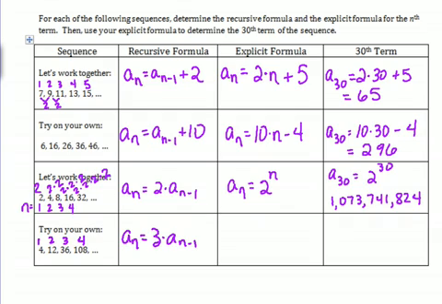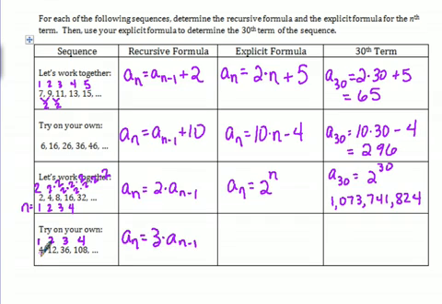Now this example is a little bit more difficult than the previous one, so I've stopped here at this point. Our recursive formula, if you look at these numbers, hopefully you can tell that the pattern is that we're multiplying by 3. So in order to find the nth term of the sequence, if I know the previous term, a sub n minus 1, all I have to do is multiply by 3, and that's going to give me the nth term. The explicit formula, again, it's a little bit harder to figure out.